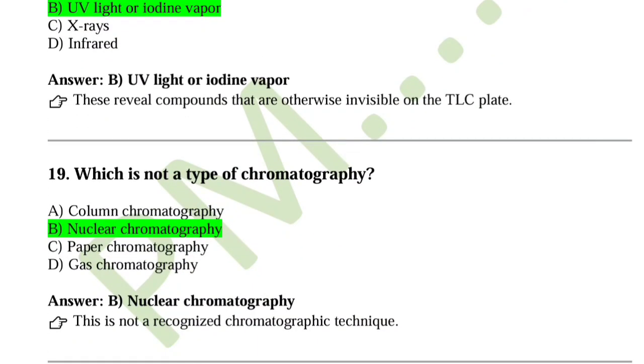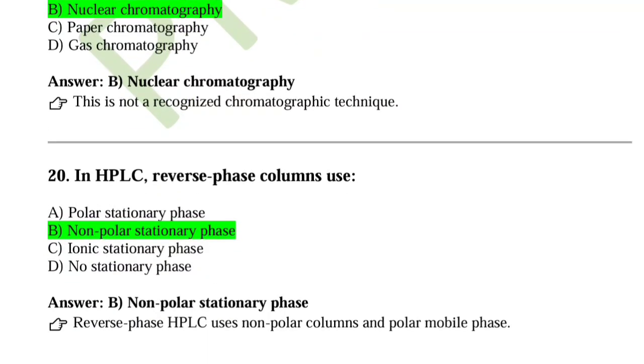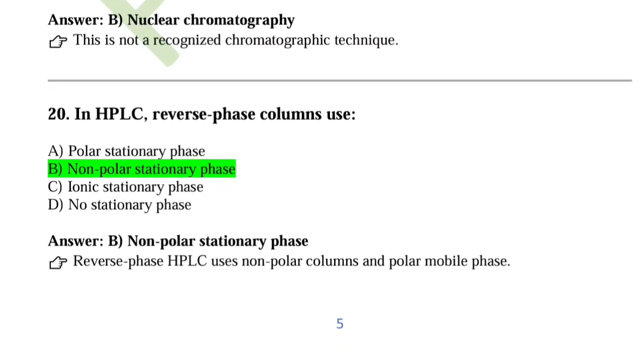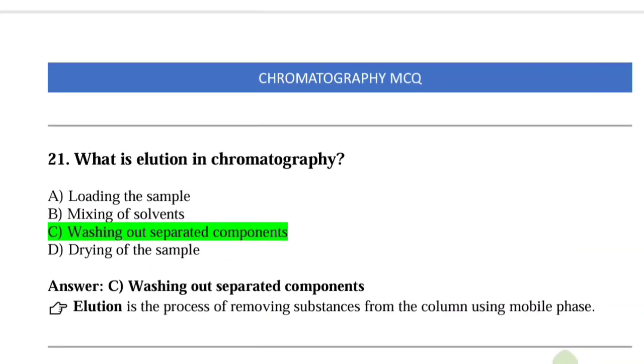Question number 19: which is not a type of chromatography? Column chromatography is there, paper chromatography is there, gas chromatography is there, but nuclear chromatography is not there. So option B is the right answer. Question number 20: in HPLC, reverse phase column uses a non-polar stationary phase. Reverse phase HPLC uses a non-polar column and a polar mobile phase.